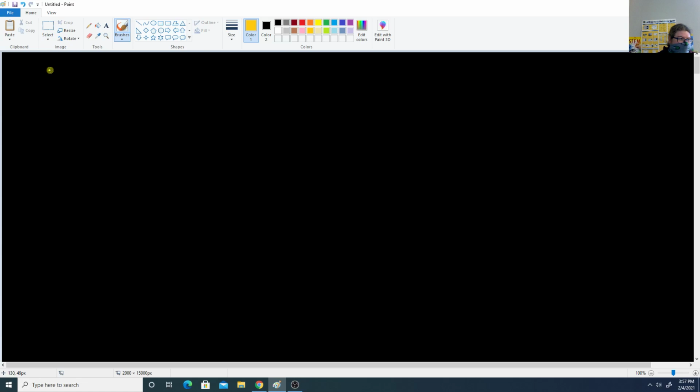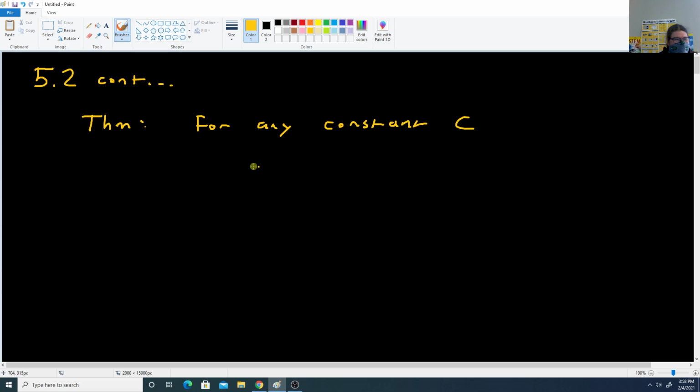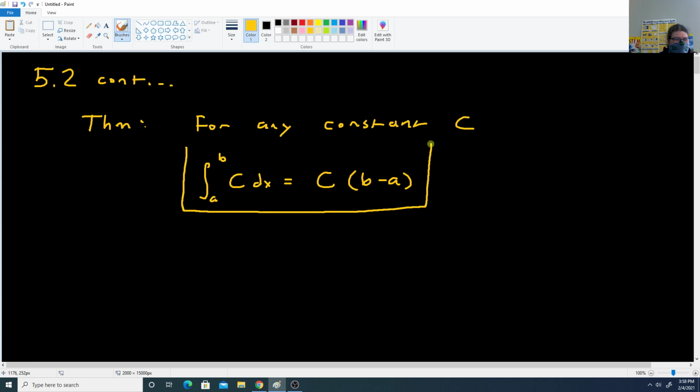Okay, so we are going to move on to working on 5.2, kind of wrapping it up. We're going to get a theorem, and this is going to be what happens if we integrate over a constant. So for any constant C, we get the following: the integral from a up to b of the constant dx is going to be c times b minus a. So it's the constant multiplied by the length of the interval.